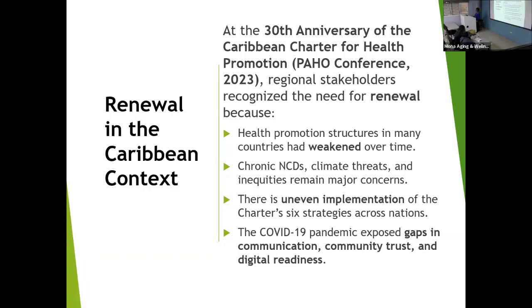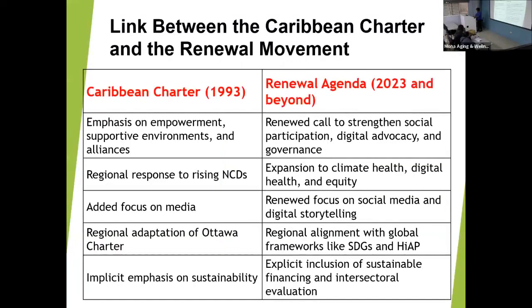So it would have looked at the 6 strategies for the Charter. Across the region, it is not being implemented in an even way. Some countries are ahead of others in terms of implementation. And the COVID-19 pandemic really brought to the fore gaps in our communication, the trust within community, and the digital readiness or lack thereof. That is part of what is happening in the Caribbean at this time. And so we need to take a look at the link between the Caribbean Charter and the renewal of this movement, which is the renewal of health promotion.